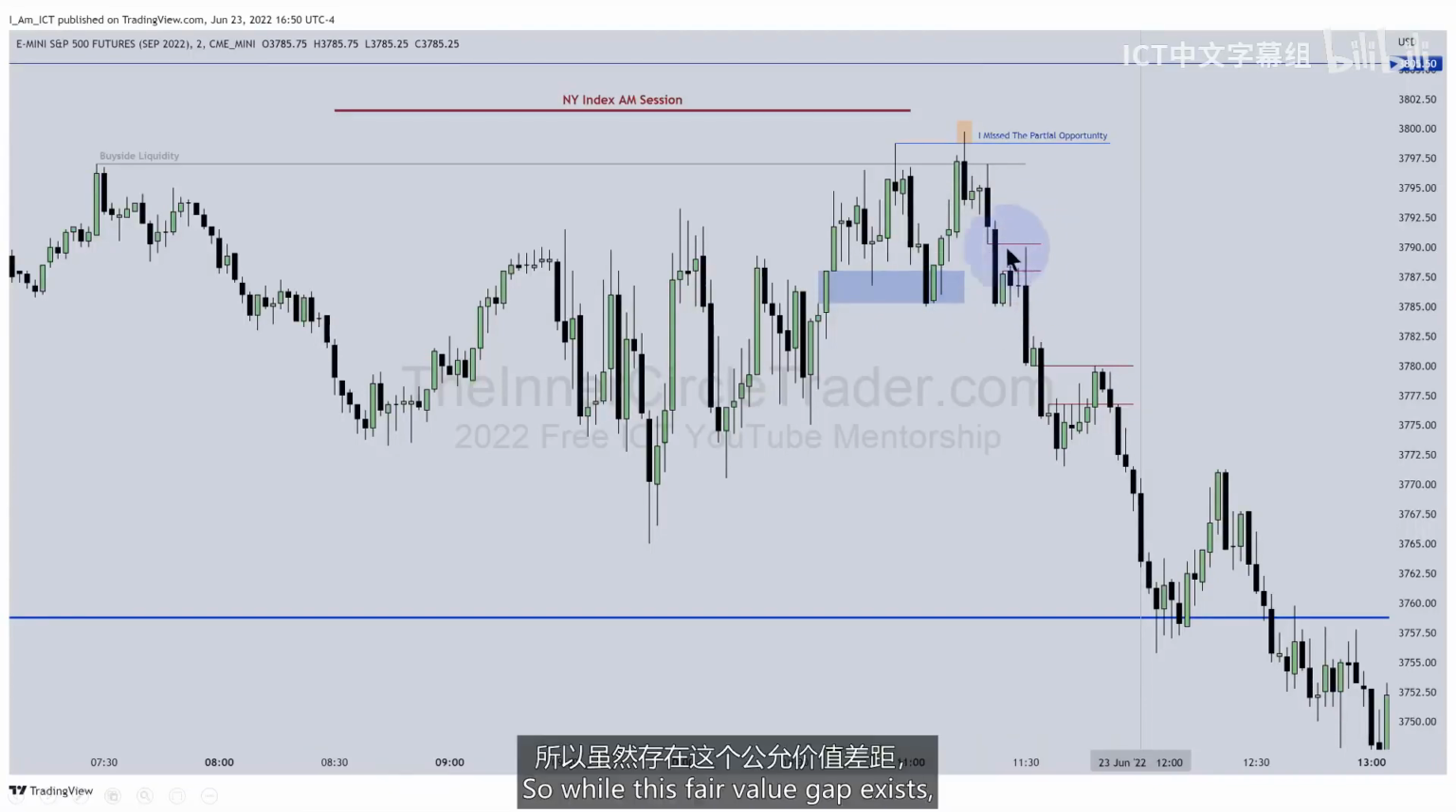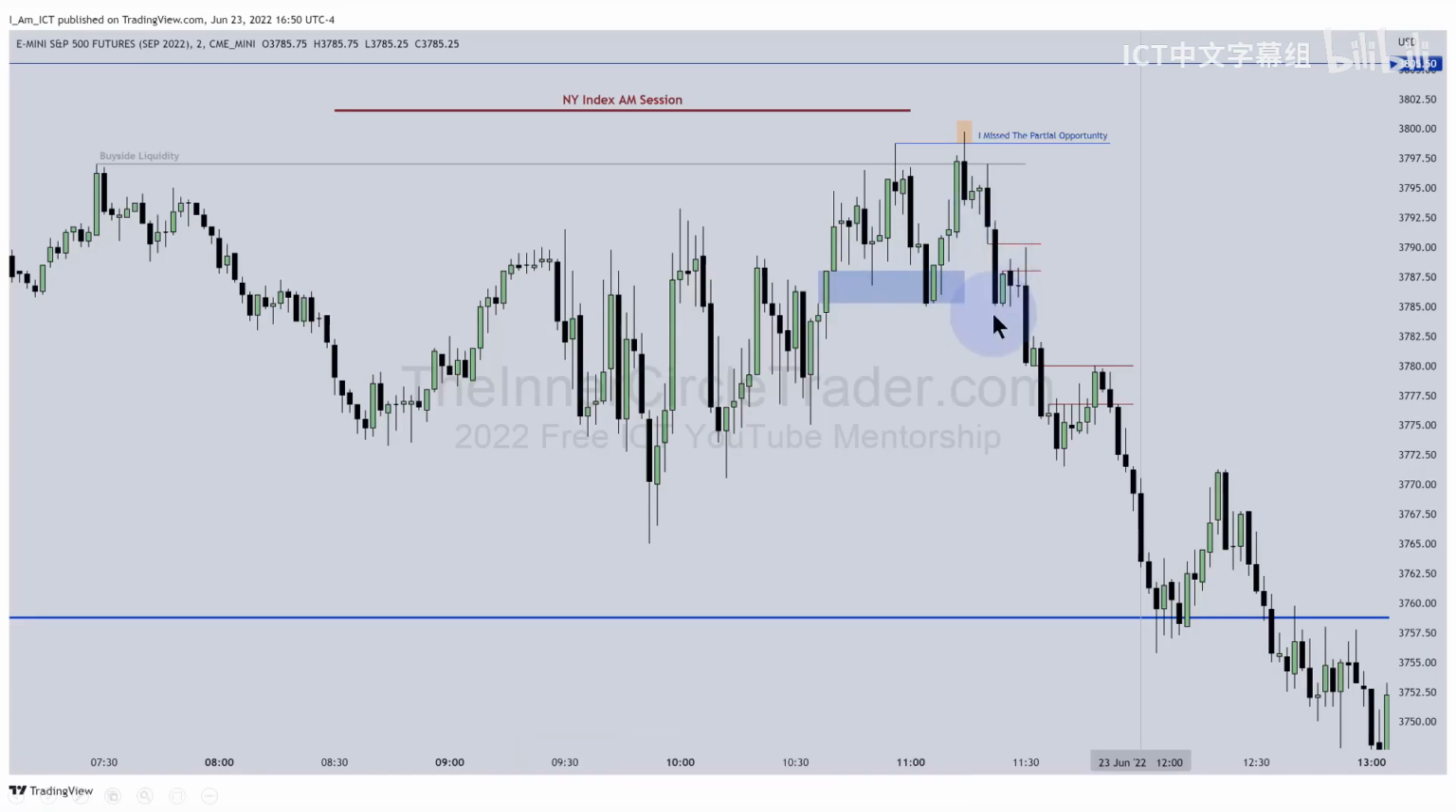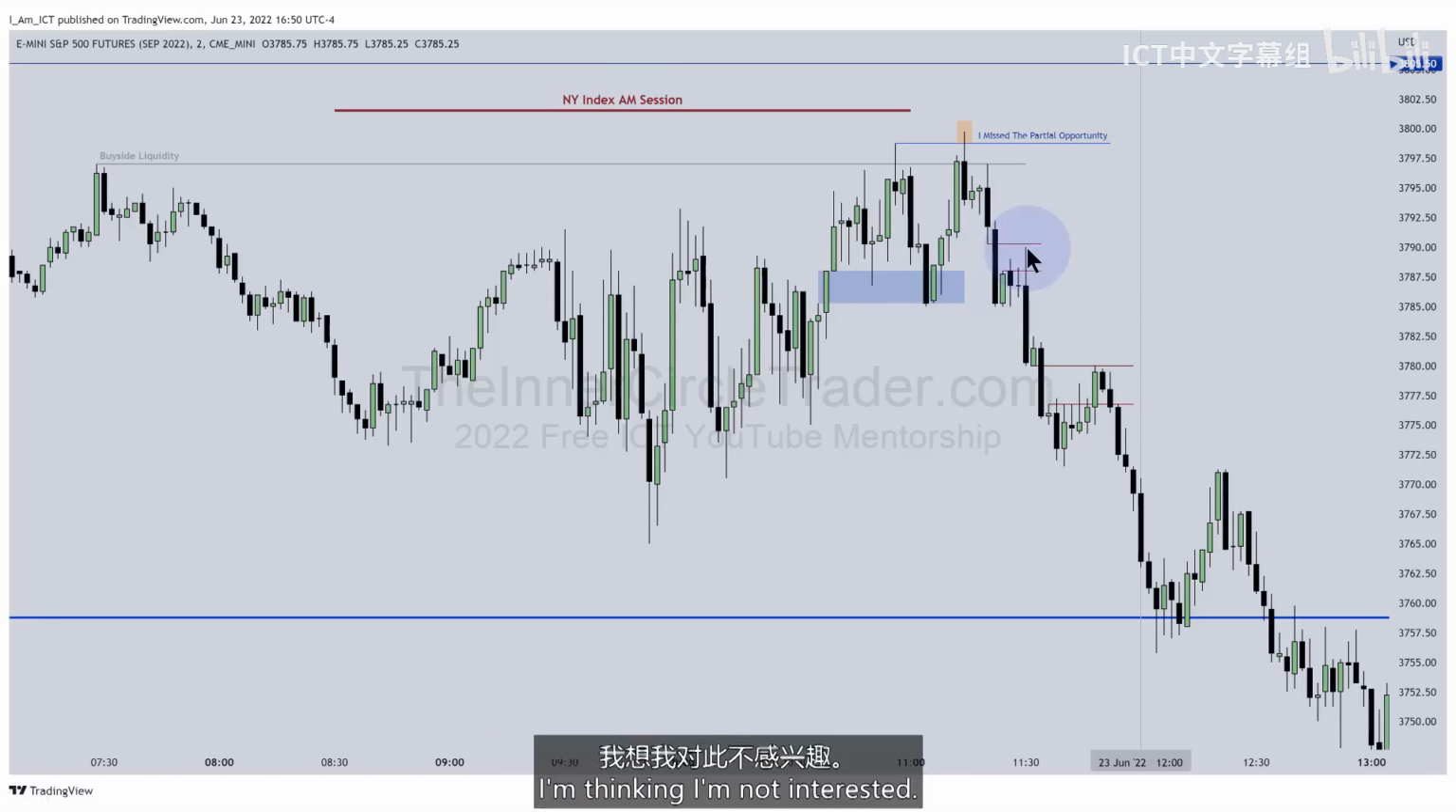So while this fair value gap exists, it's not one that I would have taken, because we didn't see a displacement with meaningful movement below that low. So this is not a fair value gap that I would have been a participant in. So looking at that, I'm thinking I'm not interested. I'm going to close up shop, and there it is, because I didn't get this run below here.